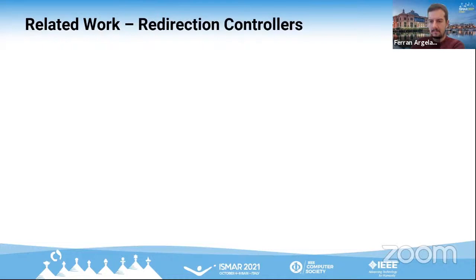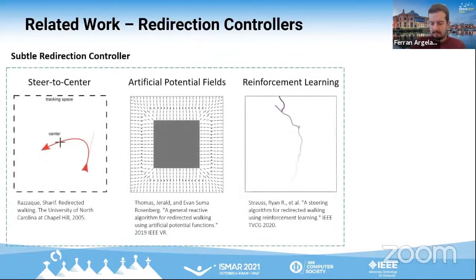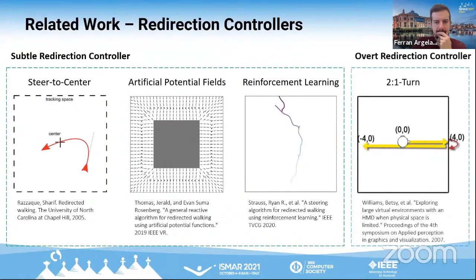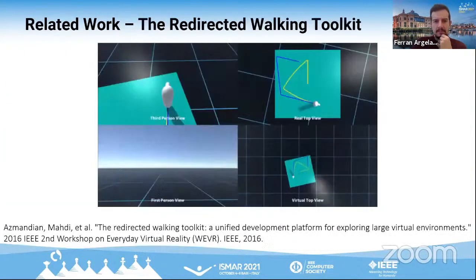Redirection controllers are specific algorithms which determine how gains are applied to steer users. Subtle redirection controllers steer users imperceptibly, including steer-to-center, controllers based on artificial potential fields, or reinforcement learning. But sometimes it is still possible for users to reach physical boundaries, which should be corrected by overt redirection controllers like Toolkit. To reduce the complexity of deploying RDW for VR developers, software libraries such as the Redirected Walking Toolkit were developed to offer basic program interfaces for algorithm design, walking simulation, and data logging.